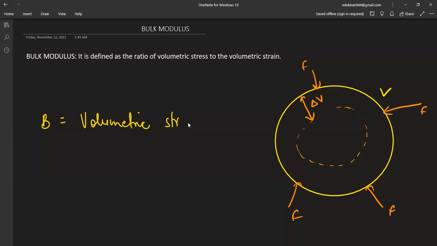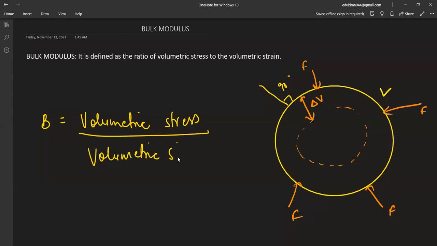Why was normal also fine for that? Because ultimately this is perpendicular. The force that gets applied here is perpendicular. That's why. Otherwise, no. Volumetric strain. Anyways, the formula now, see.